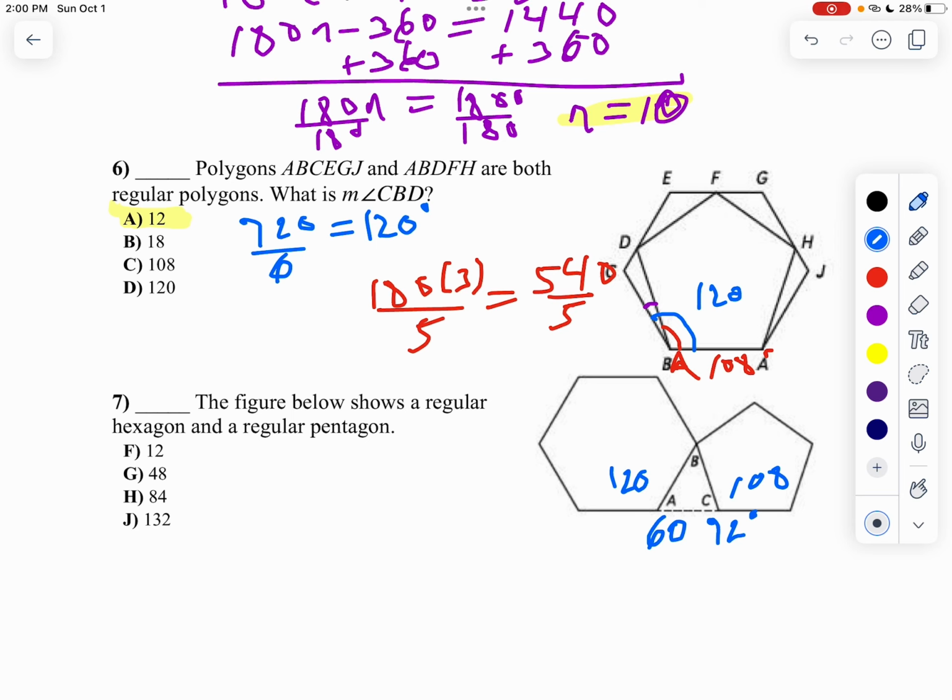So then, to find angle B, we know there's 180 degrees in a triangle. We take 180 minus 60 minus 72. And when you do that, you get 48 degrees. So our correct answer on that problem is 48 degrees.